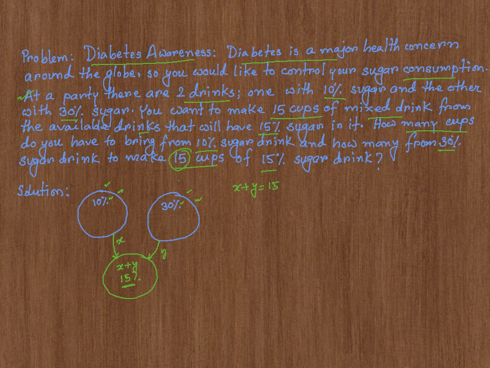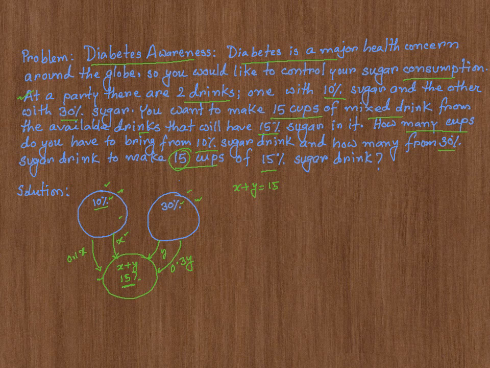Now let's take into consideration the amount of sugar actually coming in. So this is 10% concentration, so if I bring in X cups from here, the actual amount of sugar coming in here is going to be 0.1x. 0.1 is 10%. So the actual amount of sugar coming here is 0.1x. Similarly, from 30% concentration, the actual amount of sugar coming in is 0.3y.